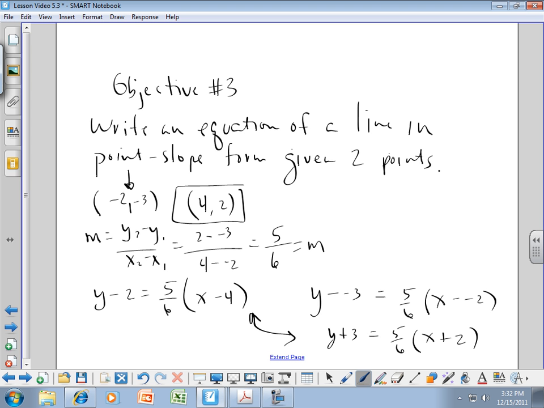All right? So graphing or writing an equation in point-slope form. It doesn't matter if you're given a point and a slope or 2 points. You know how to do that.